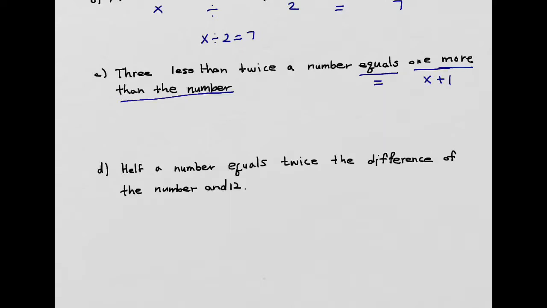And let's see what else I have on the other side. 3 less than twice the number. What's twice the number? Twice the number is going to be 2 times x. And 3 less than that number, you can write it as 2x minus 3. We had the equal sign and x plus 1.